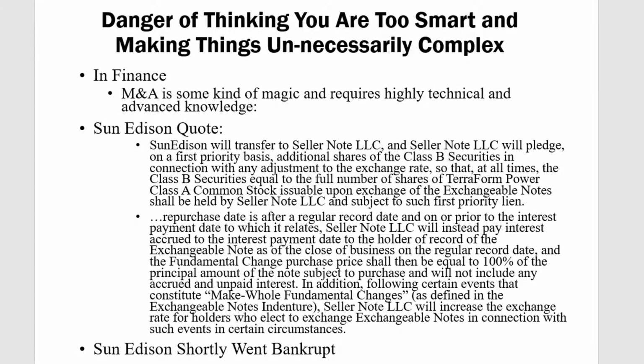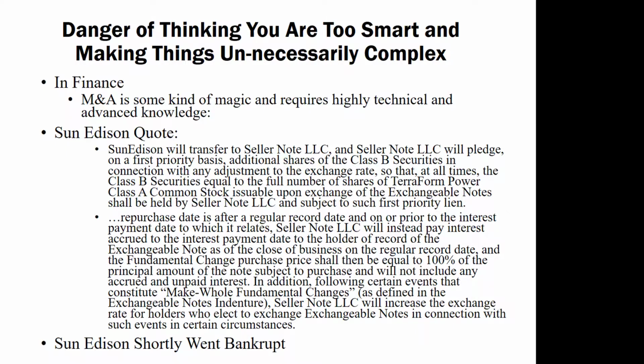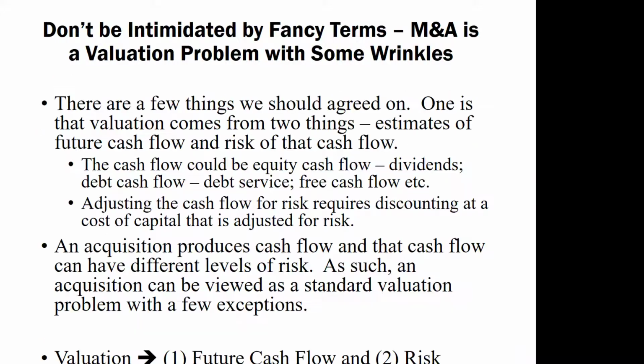Okay, now here is what I want to talk about in the theory. This is SunEdison before they went bankrupt. Look at this. It sounds so technical. SunEdison will transfer to the seller note LLC, will pledge, blah, blah, blah, first priority Class B securities in addition to the exchange rate at all times. The Class B securities equal the full number of shares of the Terraform Power Class A stock, all in one sentence. There's another sentence, the interest payment will pay interest, and it goes on and on. I can't read it. It's absurd. You read it. It sounds so complicated. Oh my gosh, it sounds so complicated.